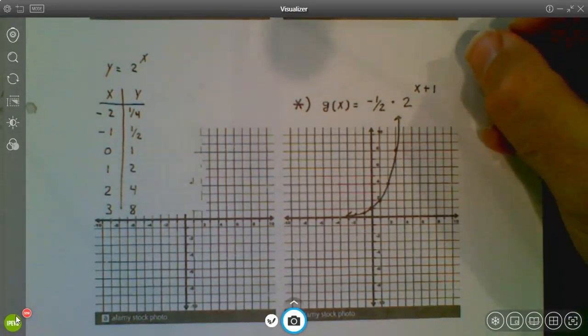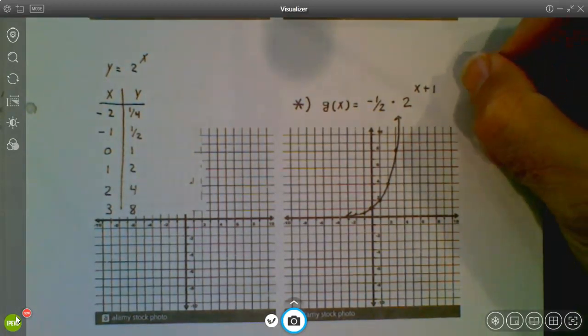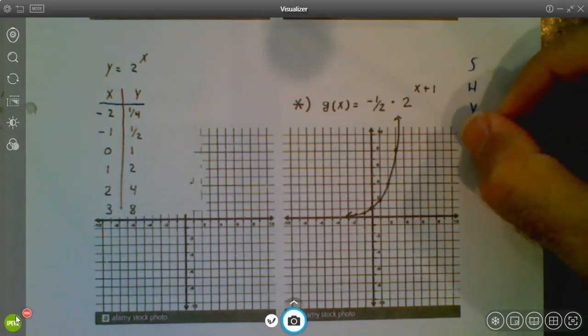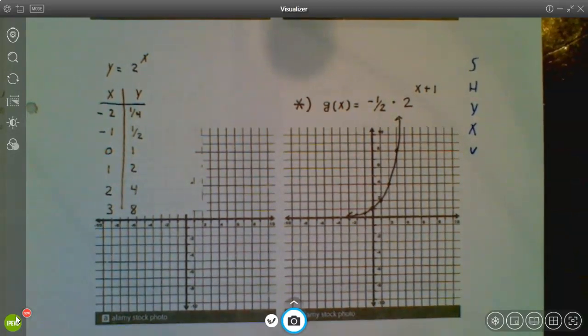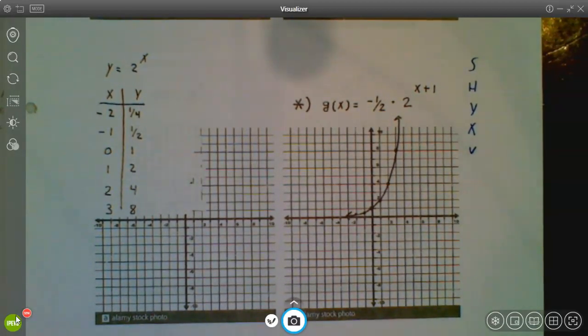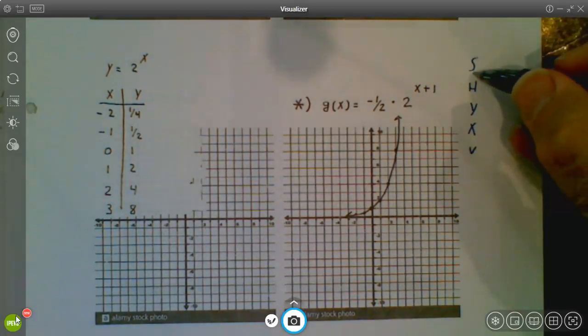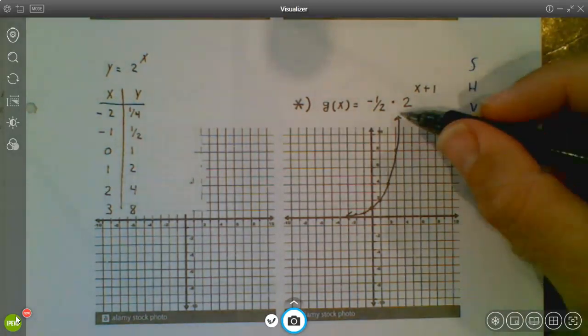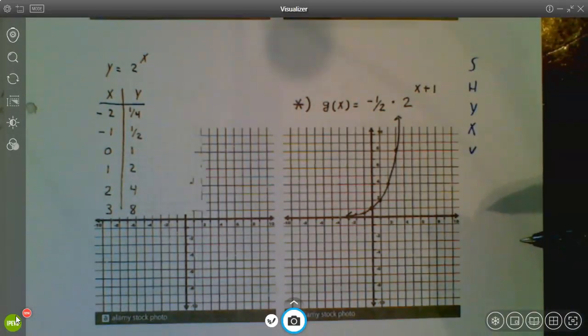I wanted to remind you guys, consider our Shy 15 acronym. Make sure we do things in the right order. Sometimes it matters, sometimes it doesn't, but if you want to be safe, I would always follow this pattern. So the first thing I want to start with is my stretch or shrink, which in this case is going to be that 1/2.